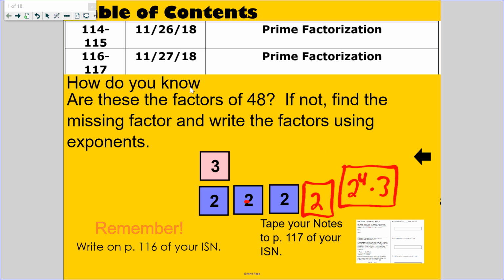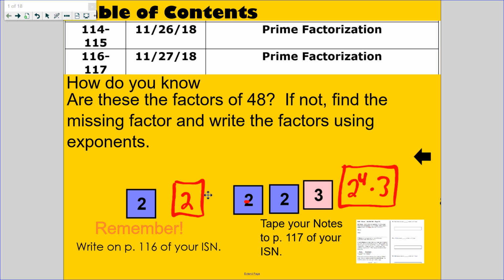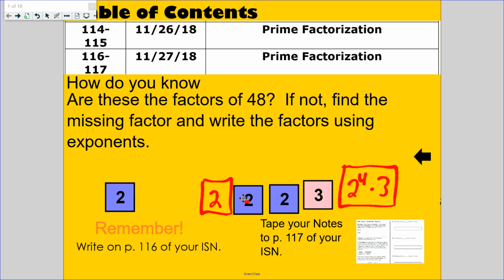So let's talk about other stuff while we're here. First I want to talk about what are the different factors of 48? So I could say 2 times 2 times 2 times 3 is 24. 2 times 24 makes 48. So I'm going to write that down. 2 times 24 could be 48.